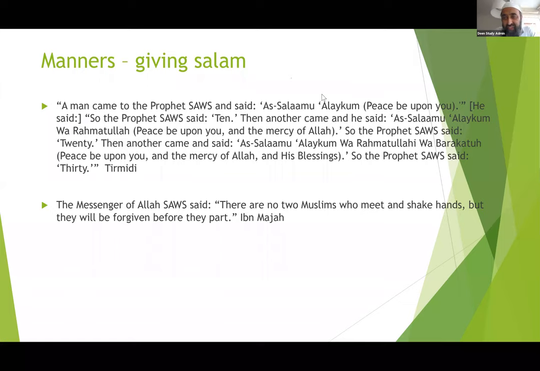Three men came to the Prophet ﷺ, and one of them says, I'm going to fast every day. The other one says, I'm going to stand in prayer all night long, every night. And the third one says, I'm never going to marry, so I'm not going to have time with wife and kids. I can just spend my time in the worship of Allah subhanahu wa ta'ala.